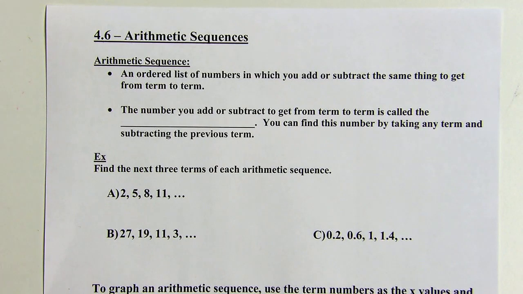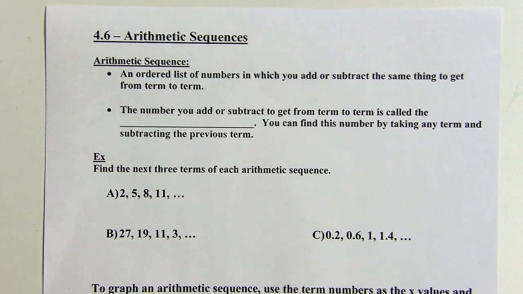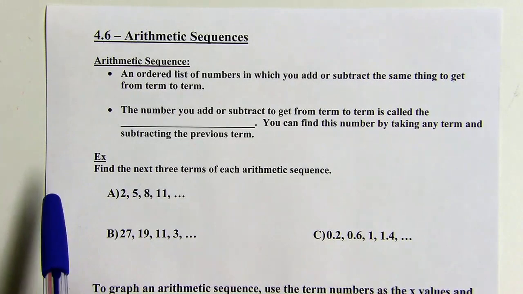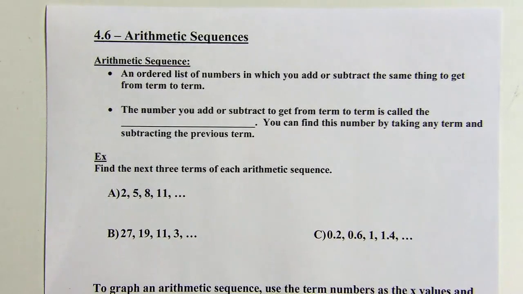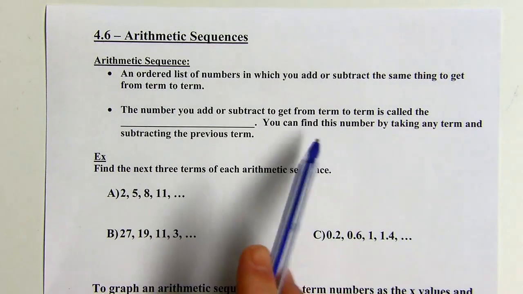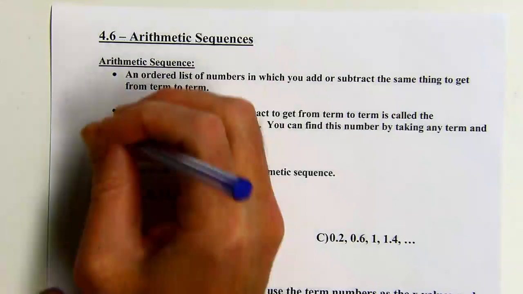4.6 is called arithmetic sequences. So an arithmetic sequence is an ordered list of numbers, like these, in which you add or subtract the same thing to get from term to term, okay? And the number that you add or subtract to get from term to term is called the common difference.